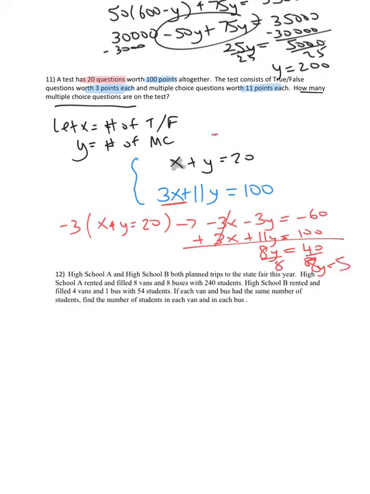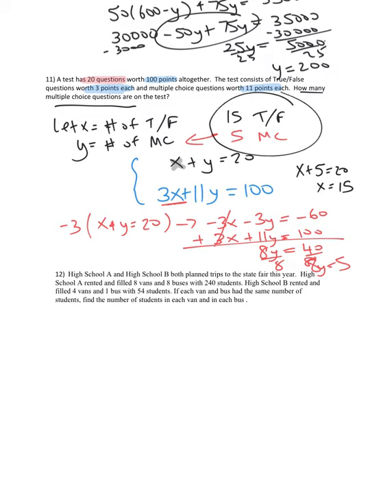That tells me that there were 5 multiple choice, and when I plug back into the first equation, because it's easier, x plus y equals 20, so x plus 5 equals 20, we'll get x equals 15. So there were 15 true false.